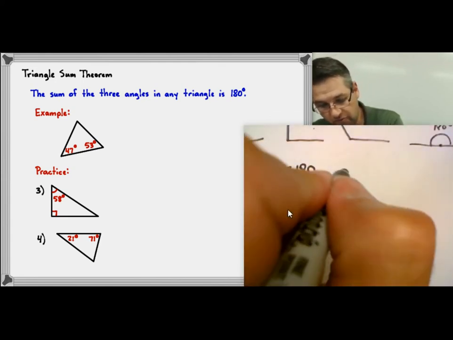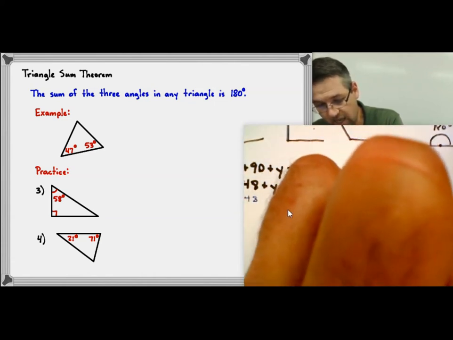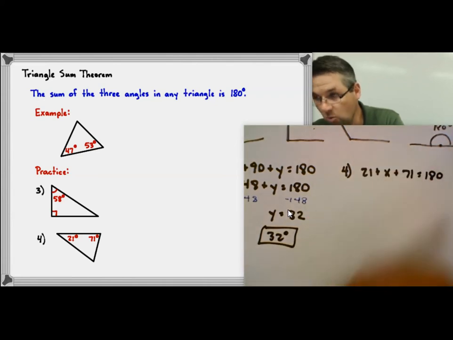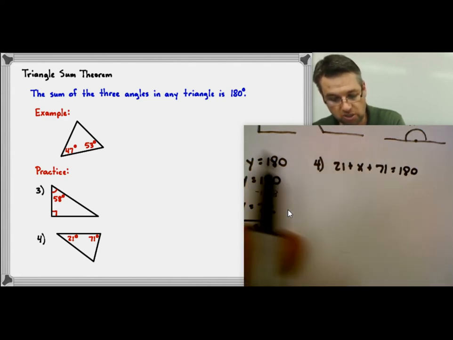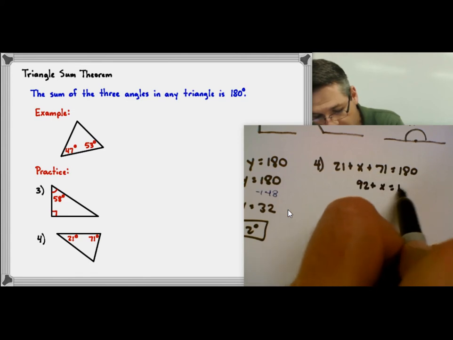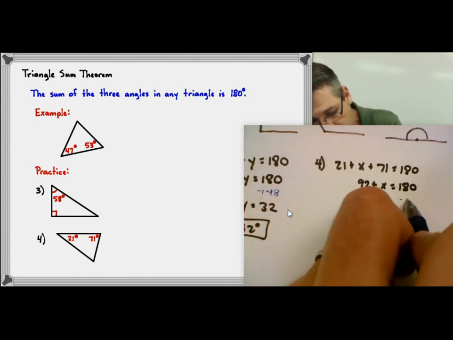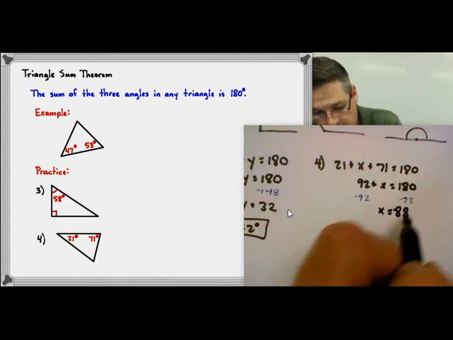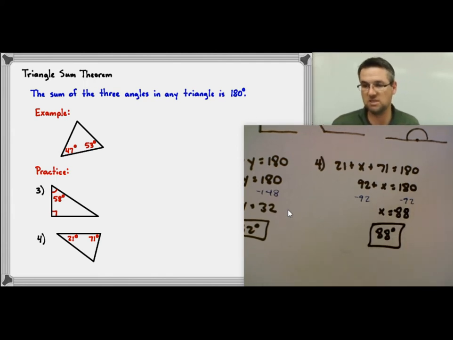Okay? For number 4, we've got 21. We've got the missing angle x, and then we've got 71. Those all add up to 180. Because addition's commutative, it doesn't matter which order you put them in. 21 plus 71 is 92, and then plus x equals 180. We're going to go ahead and subtract the 92 from both sides, and we end up with x equals 88. So 88 degrees is our final answer for number 4, the missing angle there.